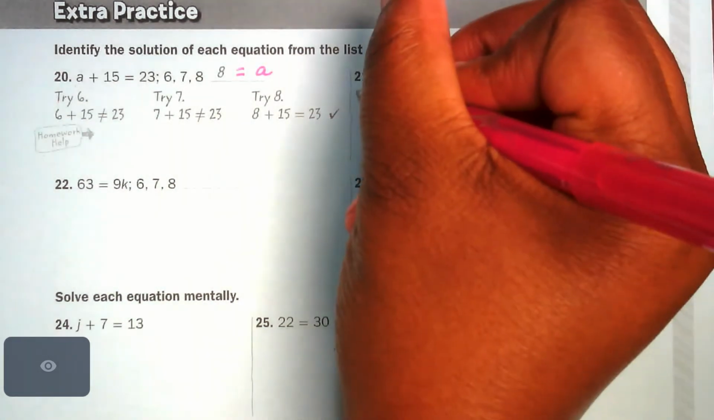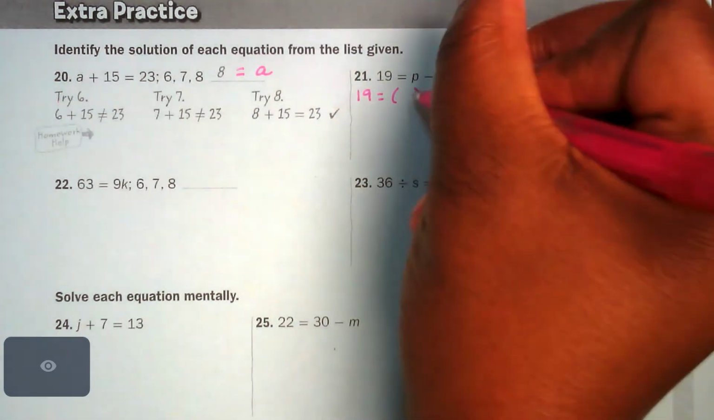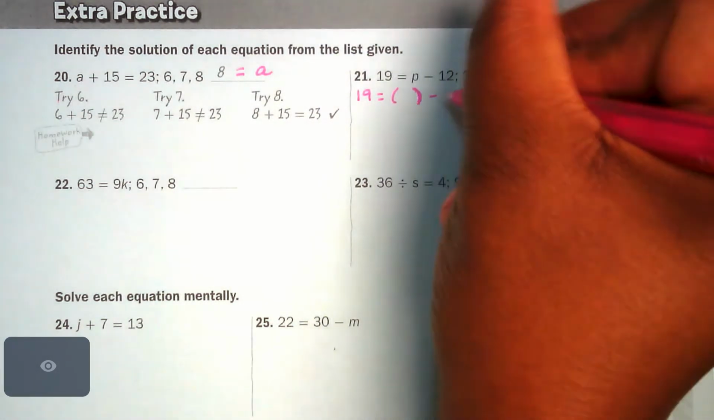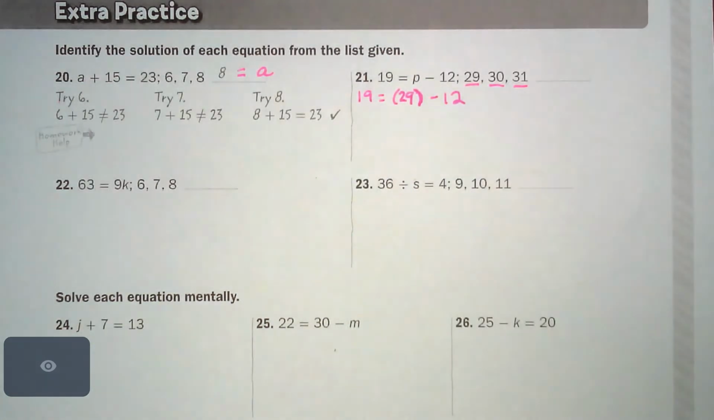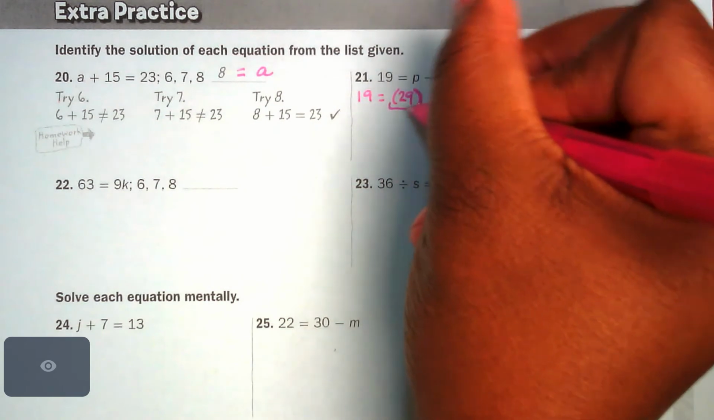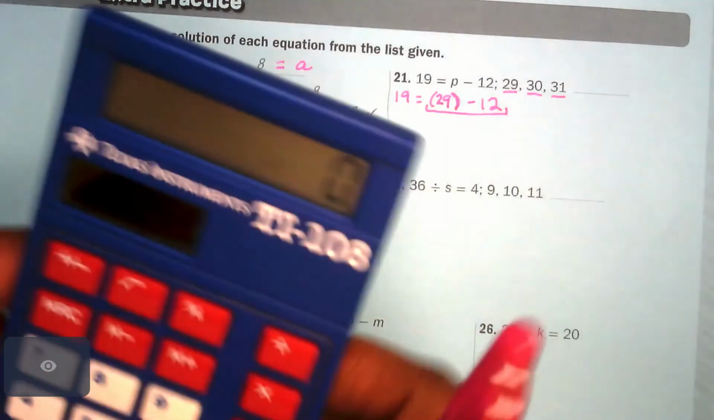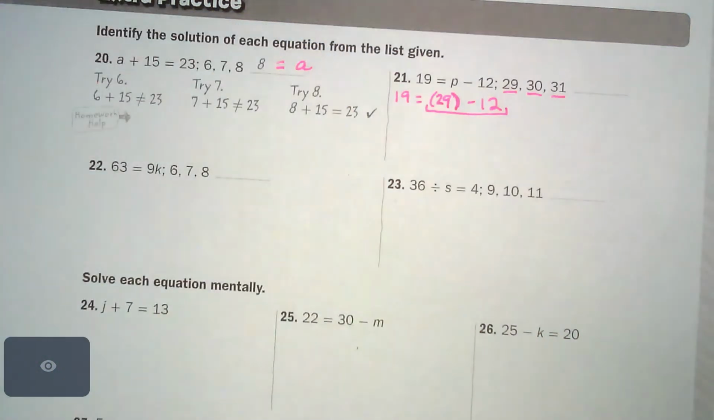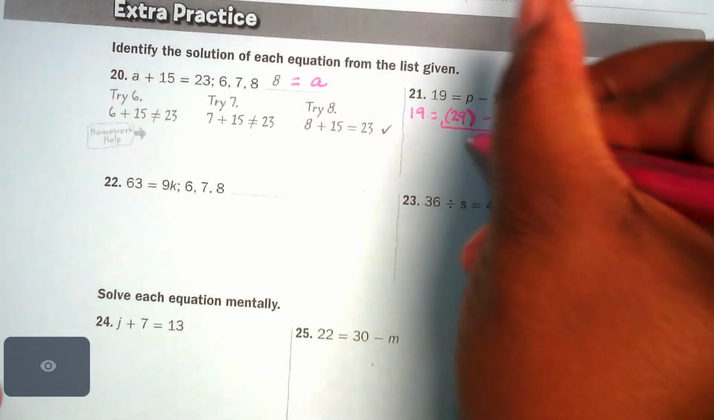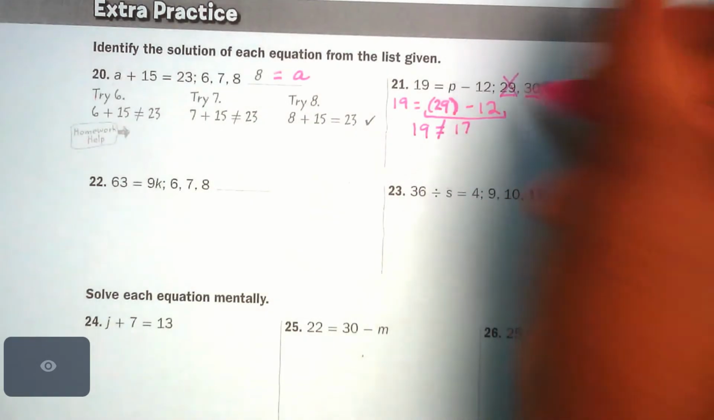So let's go ahead and try 29. We know that it's saying 19 equals p minus 12, and I'm going to substitute. So I'm putting my parking space, as we like to call it, and I'm going to park 29 in there. Now I'm going to solve this side. 29 minus 12 is a pretty quick one, but let's say you needed to pop that into the calculator. Guys, that's 17. So 17, does that equal 19? No.